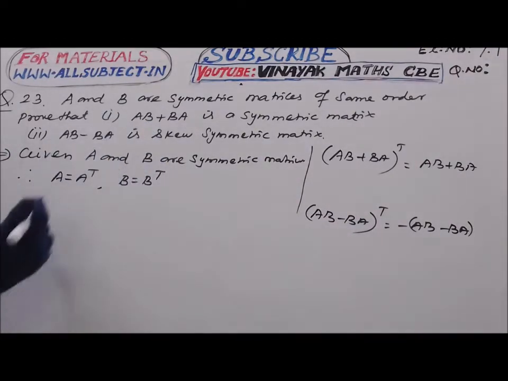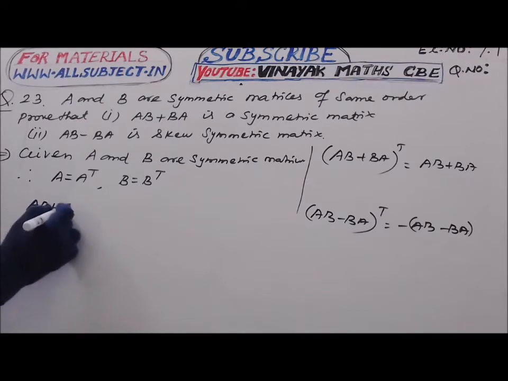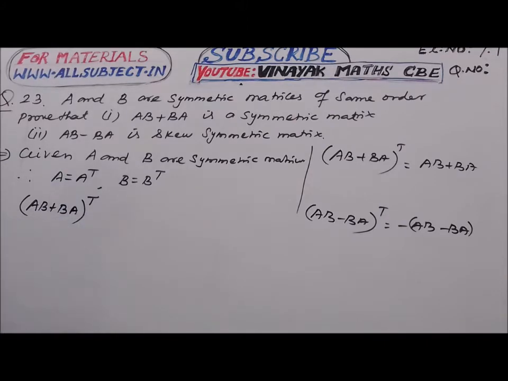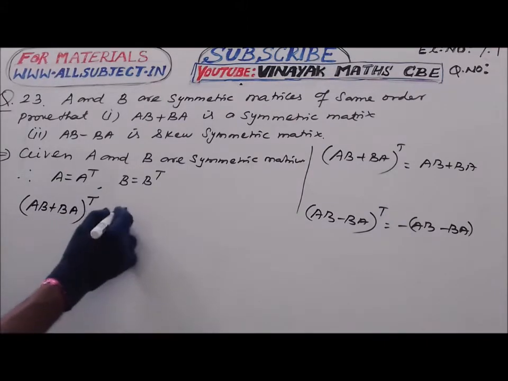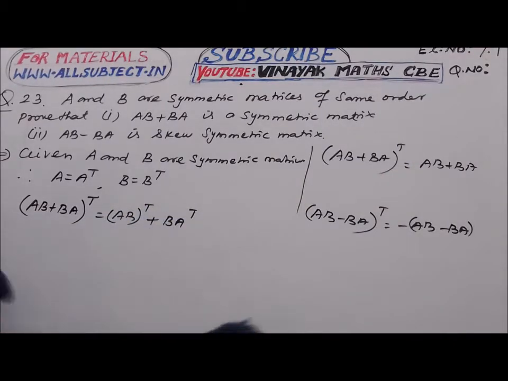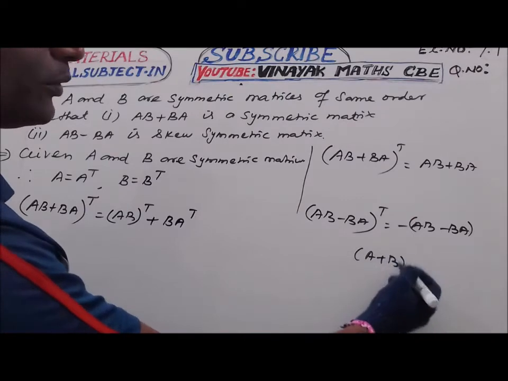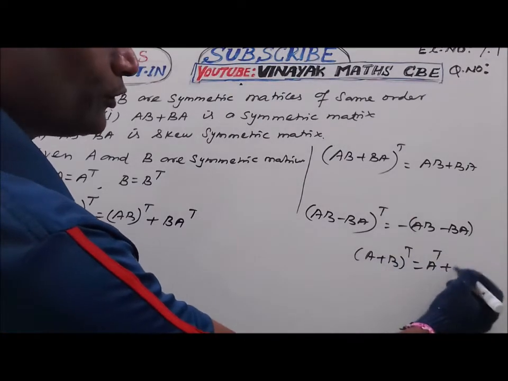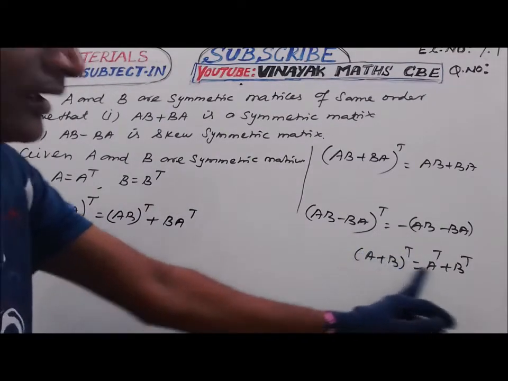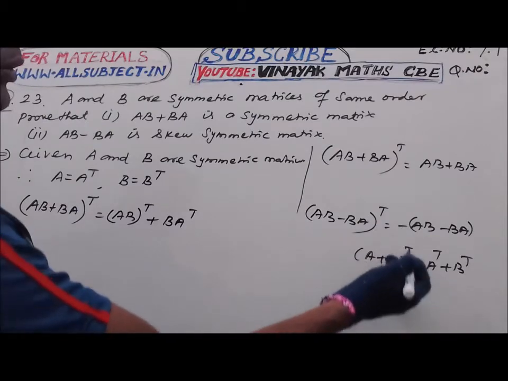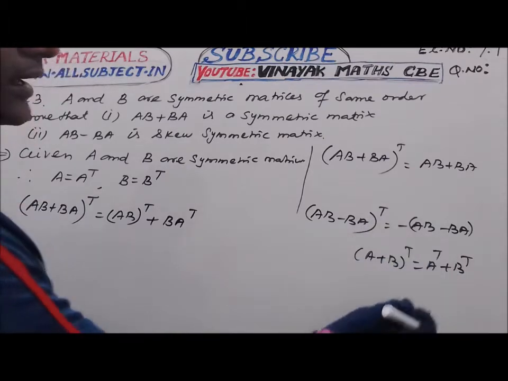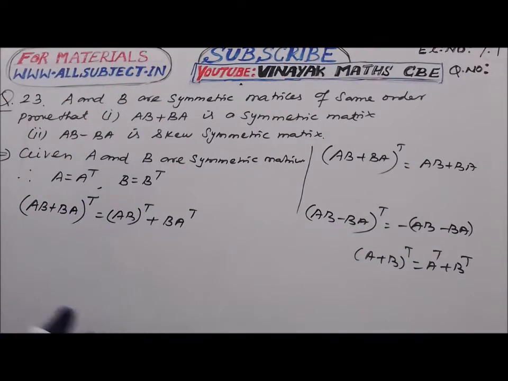Now, taking AB plus BA and applying its transpose, (AB plus BA) whole transpose is equal to (AB) transpose plus (BA) transpose. That is, (A plus B) whole transpose will be equal to A transpose plus B transpose. If the matrices are in addition, we can separate the transpose by the addition. So (A plus B) whole transpose is equal to A transpose plus B transpose. We can add and then transpose, or transpose and then add. Both the results will be equal.